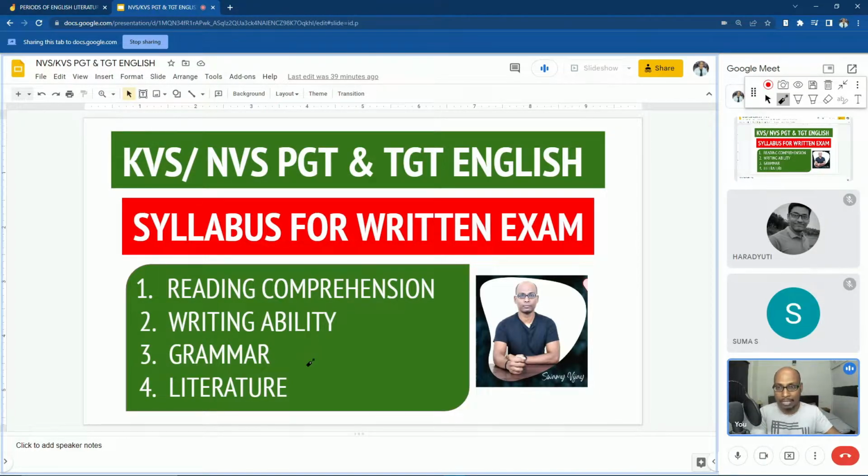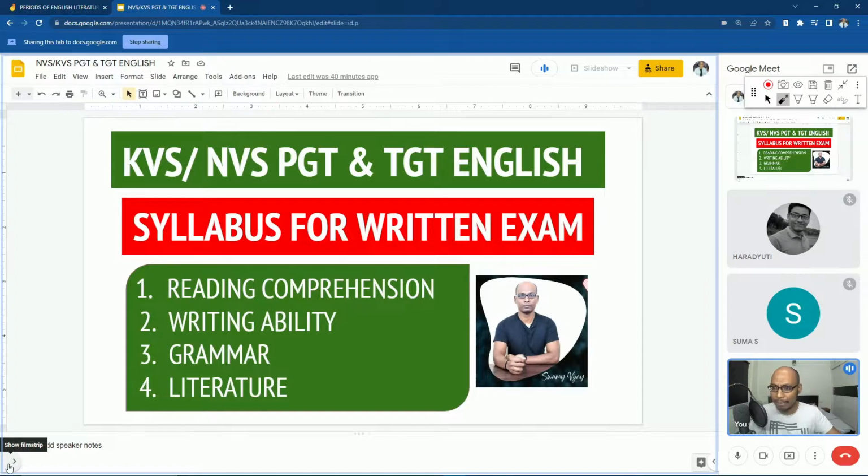In NVS, it has 80 marks. And these four sections are very, very important. We cannot neglect any one of these sections. Most of the English literature students will concentrate on the English literature part only. They may neglect grammar, writing ability, reading comprehension, or they may overjudge themselves that they would definitely score marks. But that is not the right approach. We should give equal importance to all these four areas.